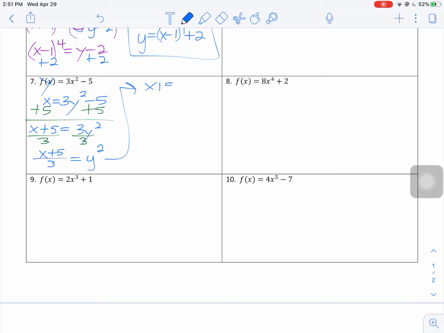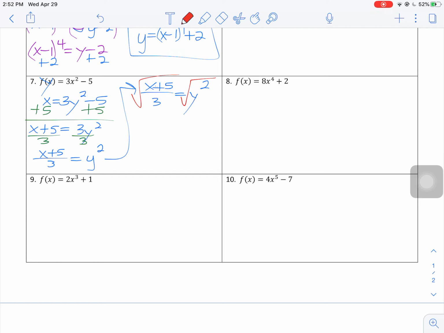And then in order to undo something squared, you want to do a square root. If that had been y to the 6th power, I would have to take the 6th root. So when I do my little radical sign, the index would be a 6. If that had been y to the 7th power, I would have to take the 7th root. So since this is a squared, I just had to square root both sides.